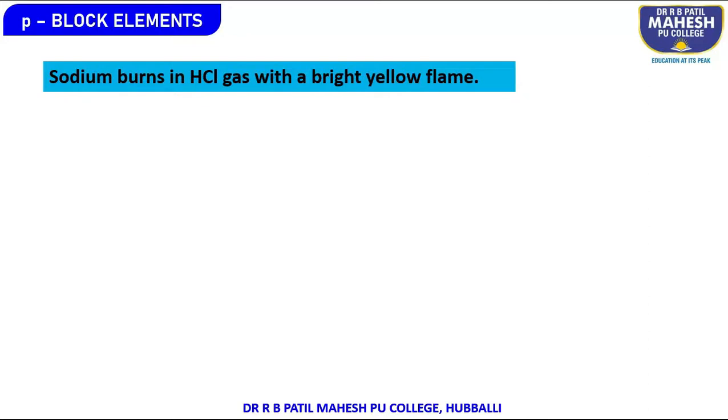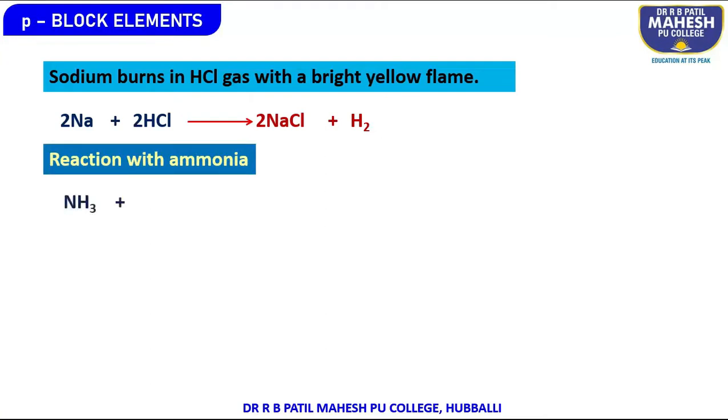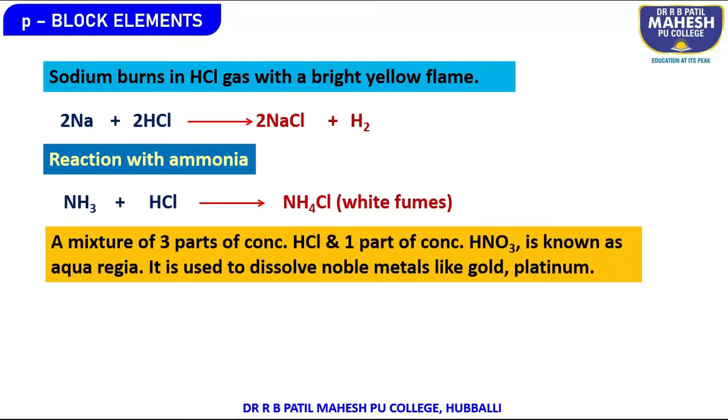Sodium burns in hydrochloric acid gas with a bright yellow flame and forms sodium chloride and hydrogen gas. Reaction with ammonia: ammonia reacts with hydrochloric acid to form ammonium chloride, white fumes. A mixture of 3 parts of concentrated hydrochloric acid and 1 part of concentrated nitric acid is known as aqua regia. So it is used even for noble metals like gold, platinum. It is a mixture that is capable of dissolving almost all metals, including noble metals like gold and platinum.